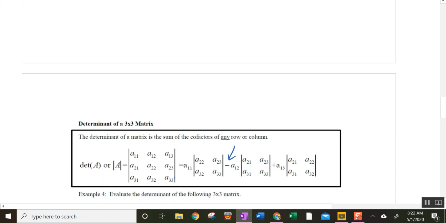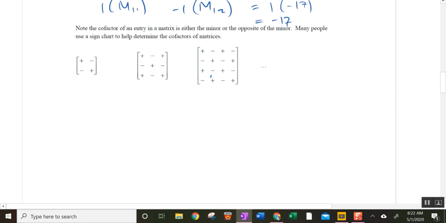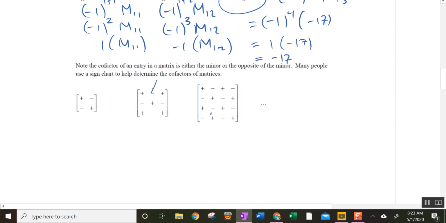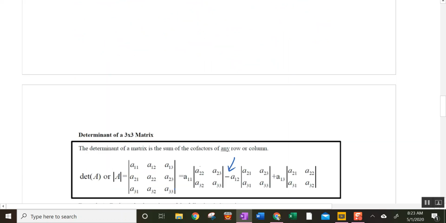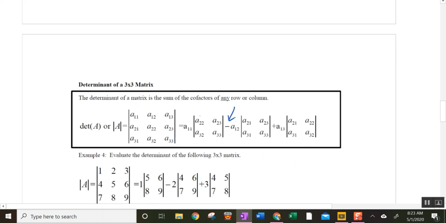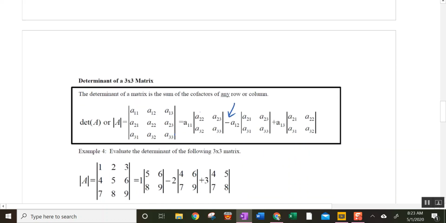That is coming from our cofactor right here, that middle term being negative. So let's see if we can do a quick example of something like this. We're going to evaluate the determinant of the following matrix, and we're just going straight across the top row. And you can see if we cross out row and column, this is where we're getting our 2 by 2 matrix right there.